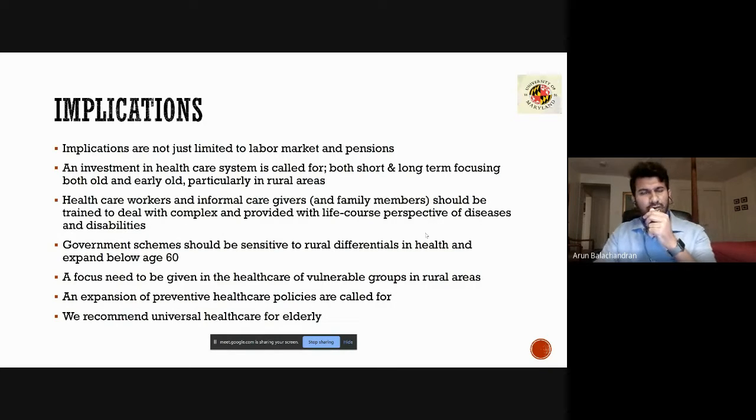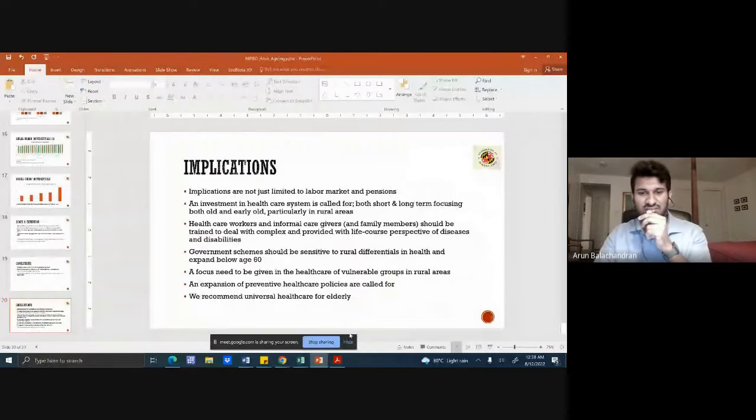And this also really calls for more investment and understanding of preventive healthcare policies in India, and we recommend a universal healthcare policy for the elderly population. So that's what I'm here to present. This is expanding my methodologies to understanding population aging in rural India. I'm looking forward to your feedback and comments.